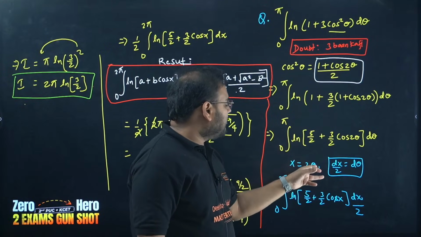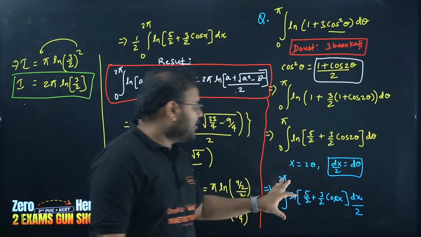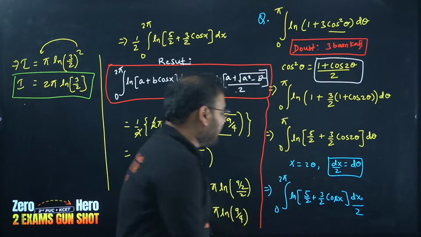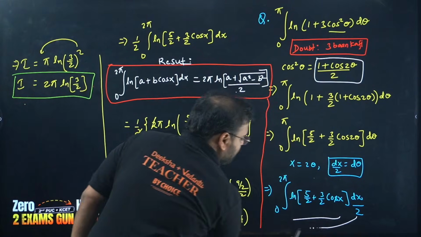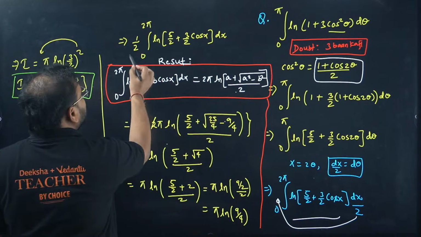When theta is pi, what happened? X will be 2 pi. So I've changed the integration now. Now this is my final integration. After making the change, I have taken this 2 in front as a constant. You can see over here, 2 is taken outside.